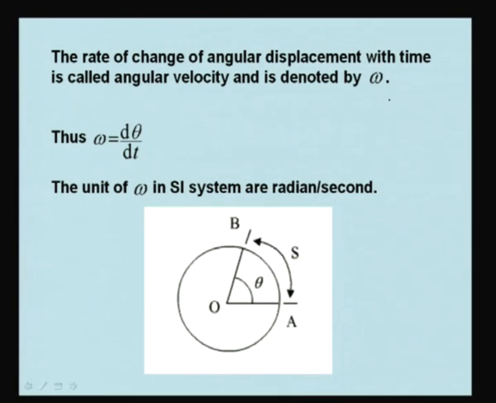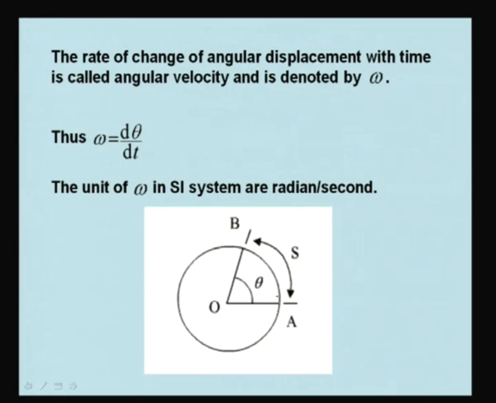The rate of change of angular displacement with time is called angular velocity and is denoted by omega. Thus, omega is equal to d theta by dt. The unit of omega in the SI system is radian per second.